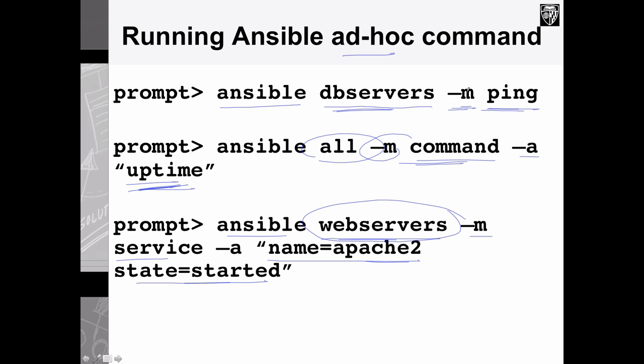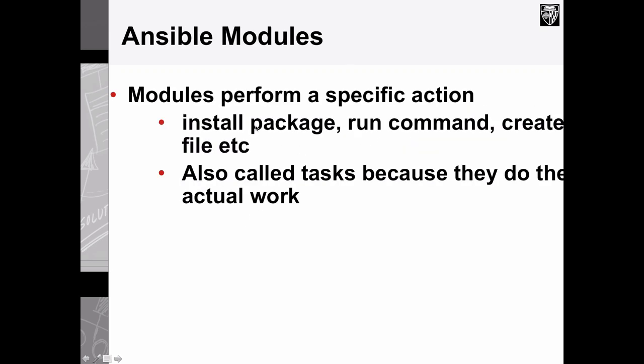As you've seen here, we have introduced 3 modules: the ping module, the command module with the -m, and the service module. Ansible has over 200 modules that do specific things. Some of the modules install a package, install an application, run a command that we just saw, create a file, create a directory, and so on. These are called tasks because they do the actual work. The modules actually do the work, so sometimes you might see them referred to as tasks.